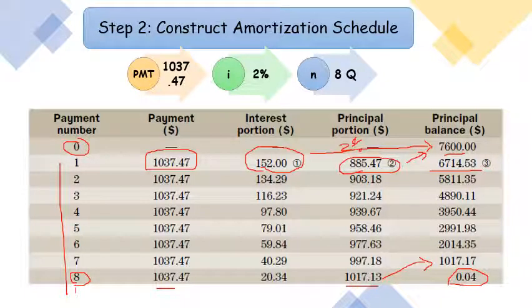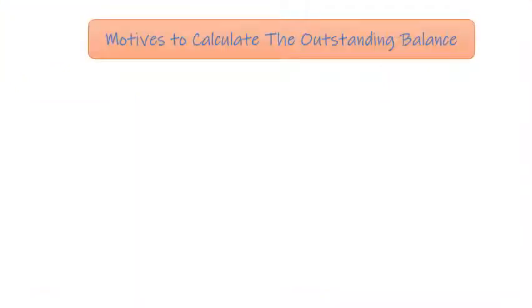But there is a slight difference between the principal balance and the principal portion, due to rounding the decimals. You can observe from this exercise that the interest portion will decrease over time. Why? Because the principal balance will decrease over time. Conversely, the principal portion will increase over time. In other words, the increase in the principal portion will decrease the principal balance, so the interest portion will decrease over time.